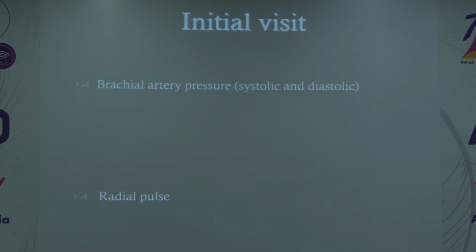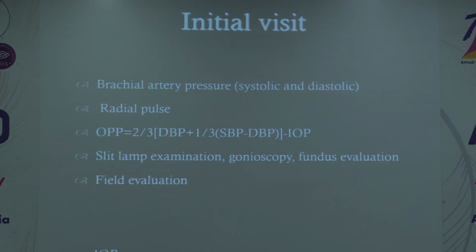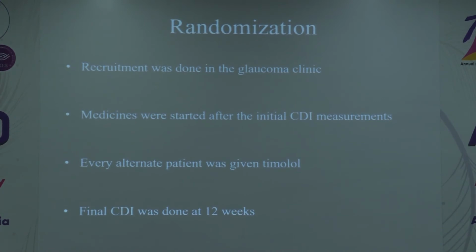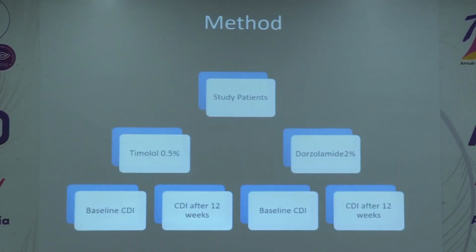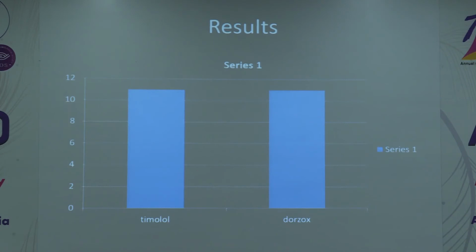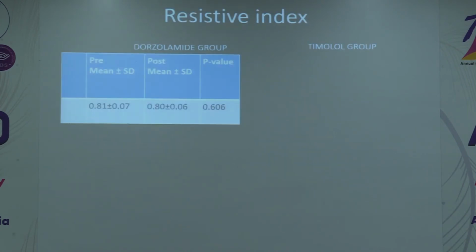Intraocular pressure was measured, and we did a color Doppler imaging as a baseline. Once the patient was diagnosed to have normal tension glaucoma, color Doppler imaging was taken, and every alternate patient was given timolol. Final measurement was taken after 12 weeks. So basically the study patients were divided into two groups, the timolol group and the dorzolamide group. The baseline CDI measurements were taken and CDI was repeated after treatment. We had 11 patients in each group.